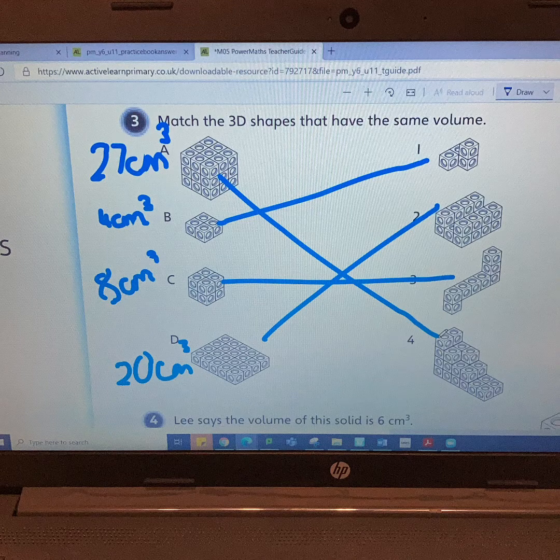Then I had a look at the other side and just worked out which ones match with which. So number 1 was 4 cubes, so it matched with B. Number 2 was 20 cubes, so it matched with D. 3 was 8 cubes, so it matched with C. And 4 had to do a little bit more counting because there were quite a few hidden, but there was 27 cubes or 27 centimetres cubed, so it matched with A. Well done if you got those right.